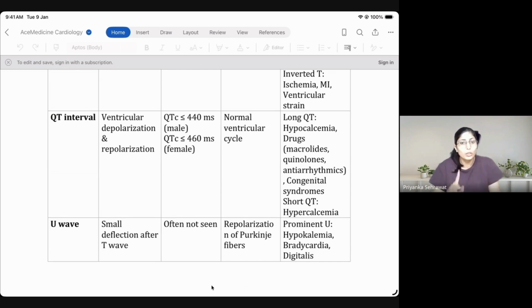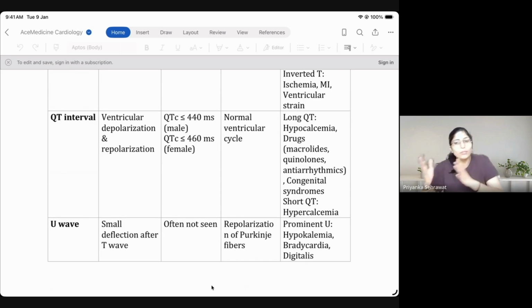Normal QTC is corrected QT interval, which is given by Bazzett's formula. और वो सबको पता होता है, आपने जरूर पढ़ा होगा अपना फाइनल ईयर में Bazzett's formula. If not, please go back and revise that formula. QTC less than or equal to 440 millisecond in males and less than or equal to 460 millisecond in females is normal. Right? Now, long QT can be seen in hypokalemia, short QT hypocalcemia, short QT hypercalcemia.